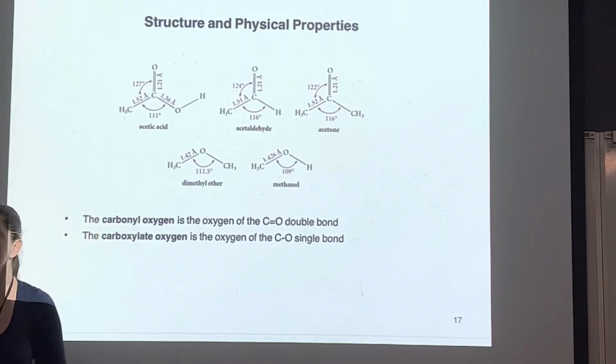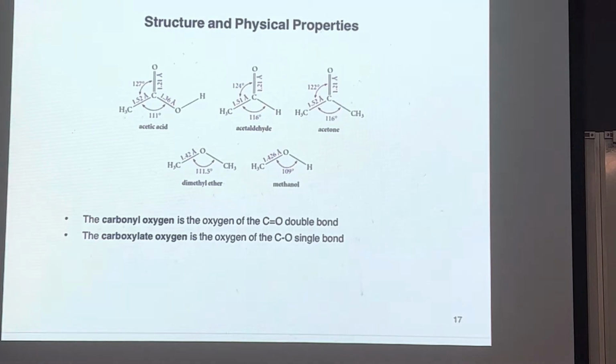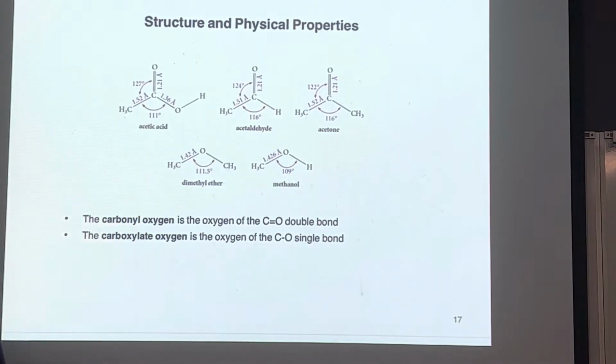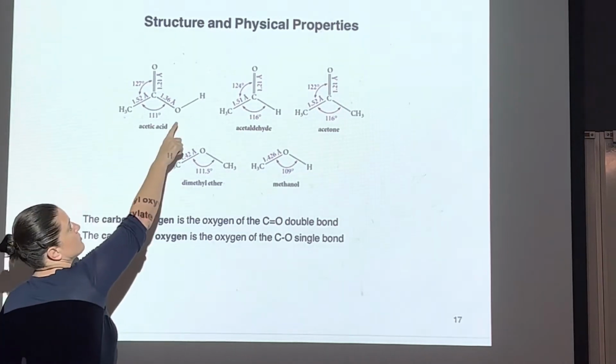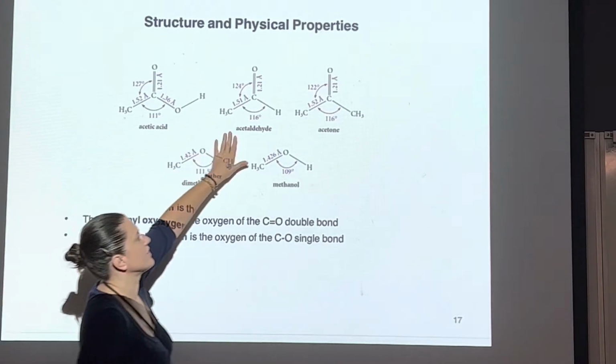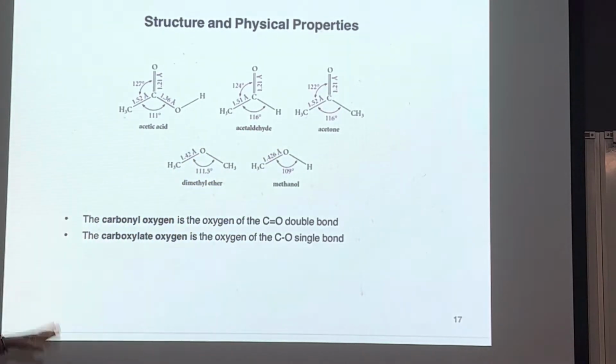And trigonal planar usually has bond angles of 120, 120, and 120, but that's in a perfect world. So it's going to depend on what your groups are over here and how big they are and how much they're going to squish that bond angle. So that's why it put those angles in right there. But you can see about 120-ish all the way around.